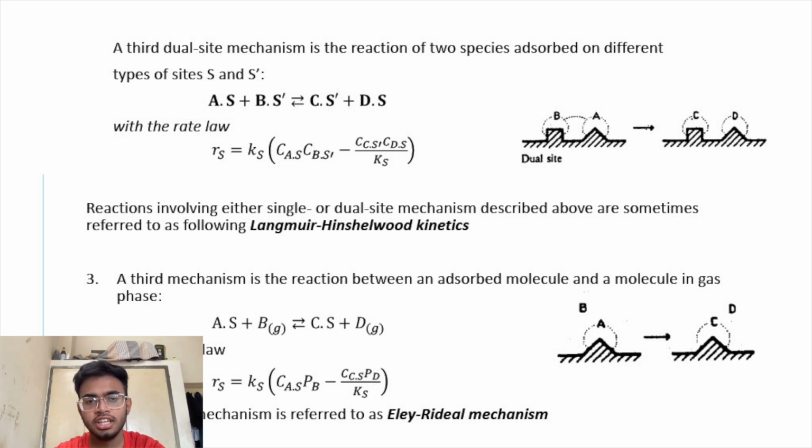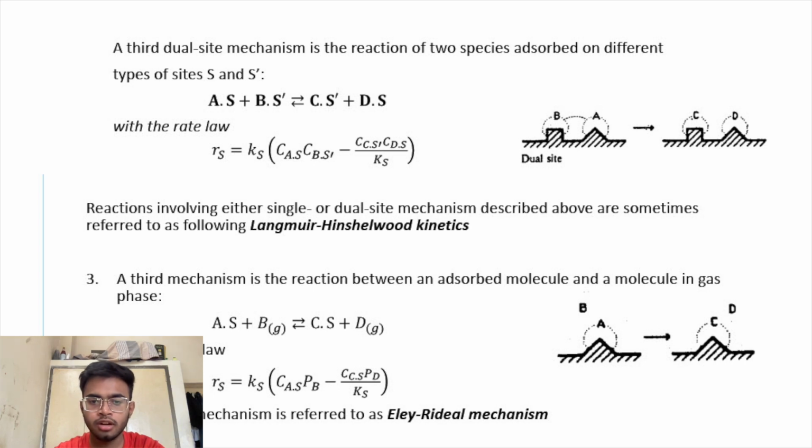Reactions which involve either the single or dual site mechanisms described above are sometimes also known as Langmuir-Hinshelwood kinetics. And the third mechanism is the reaction between an adsorbed molecule and a molecule in the gas phase. So whenever the molecule is in the gas phase, the rate law becomes: rate of reaction of S is given as the rate constant of S times the concentration of A multiplied by the partial pressure of B, minus the concentration of C into the partial pressure of D, upon the rate constant S.